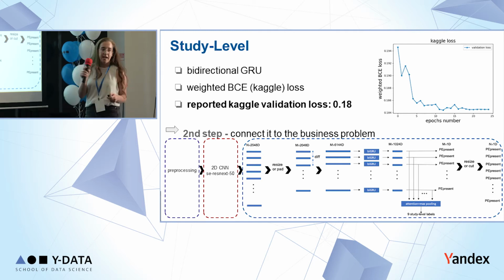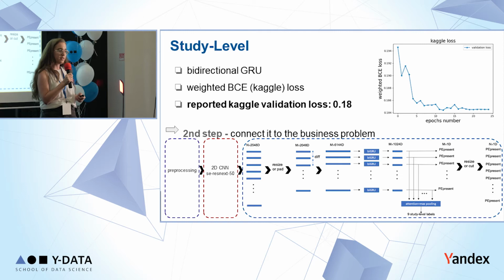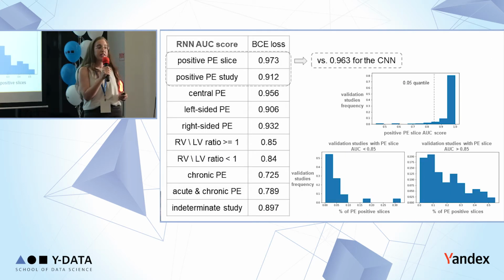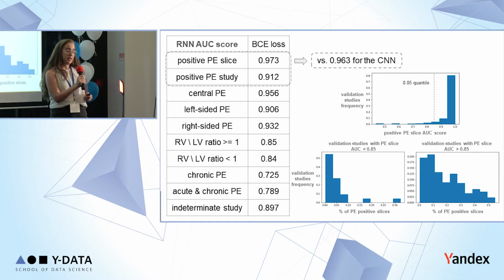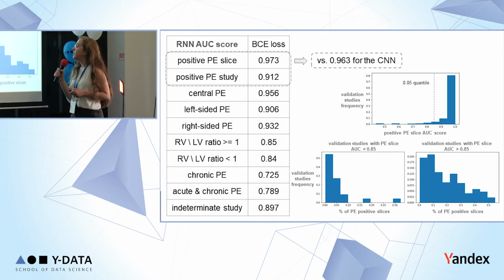So this is Kaggle's validation loss, and it's basically here to show that we've managed to reproduce the winning solution results. And now we want to connect it to our business problem. We don't really care about Kaggle's validation loss, but what we do care about is our model performance on the predictive task. So these are the AUC scores for the different study labels, and by Zebra's advice, we've decided to focus on predicting PE on slice and on study.